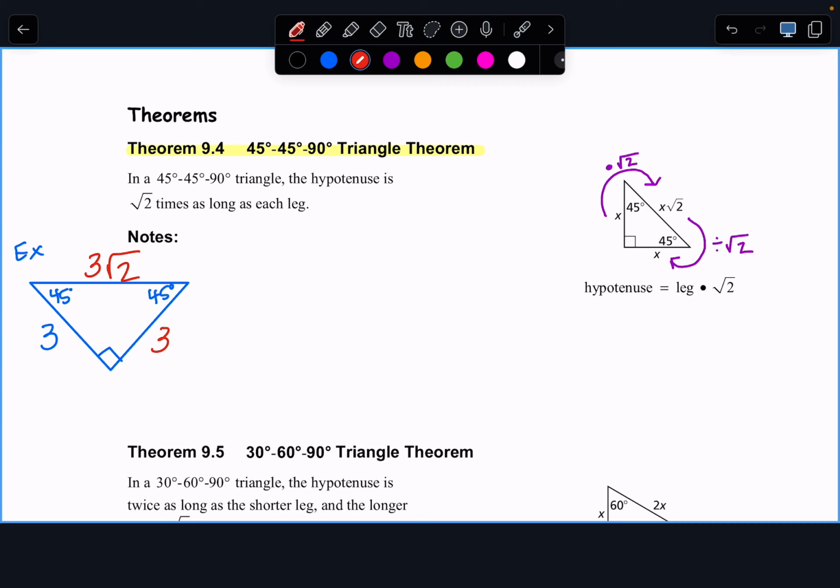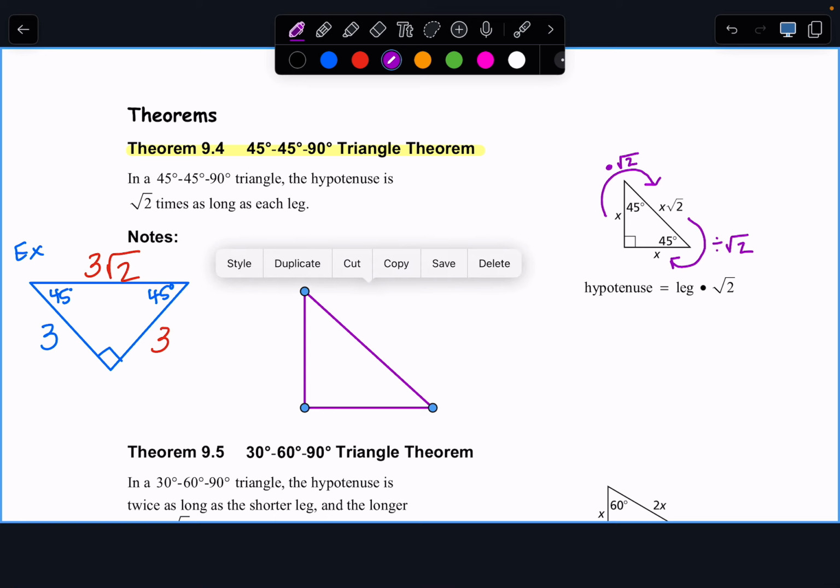Okay. Now, that's the easy one, right? It's going to get a little bit more exciting. We have to do this. Do you see why this is a little bit more exciting?